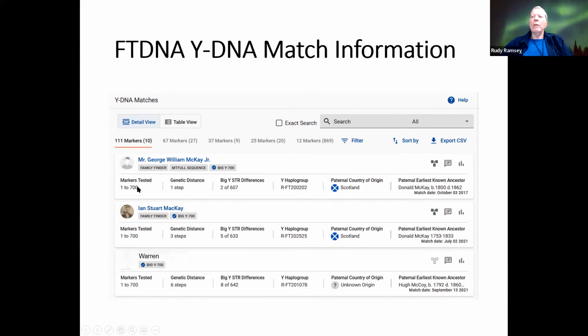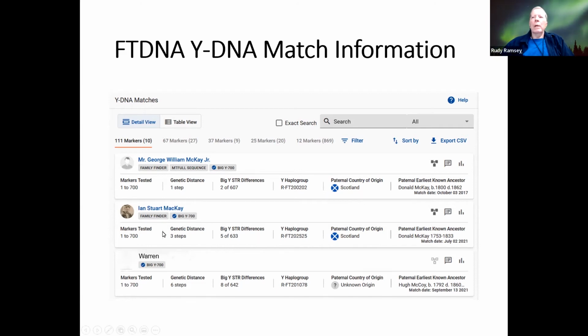And on a set of 700 of them, 607 of which yielded valid tests for both testers, we have only 2 differences. I'll talk about haplogroups later. His earliest known ancestor in his line is Donald McKay, born 1800 in Scotland. So that's the information you can see from this particular page.